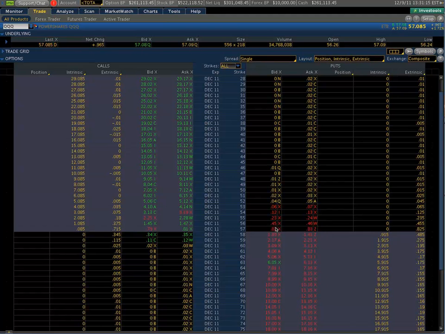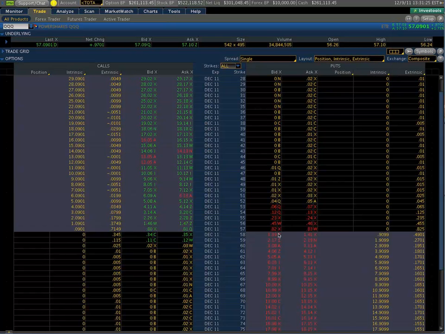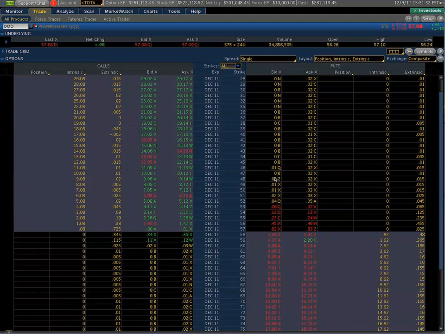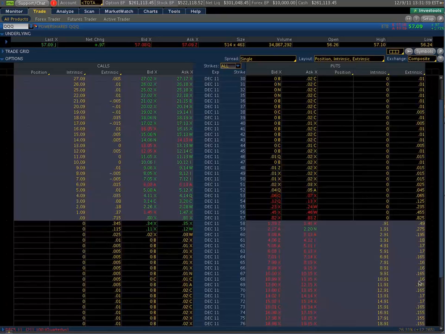The extrinsic value of the 57 strike put has 82 cents in it. But as you go deeper out of the money and deeper in the money, you can see that changes dramatically. The farther you go out of the money, the less extrinsic value it has. And the deeper you go in the money, the less extrinsic value it has as well. That's because an option is comprised of both intrinsic and extrinsic value.